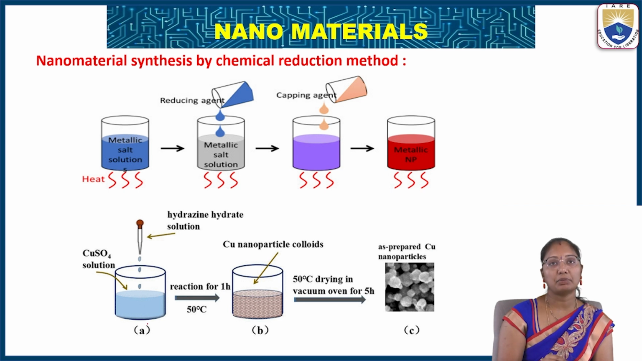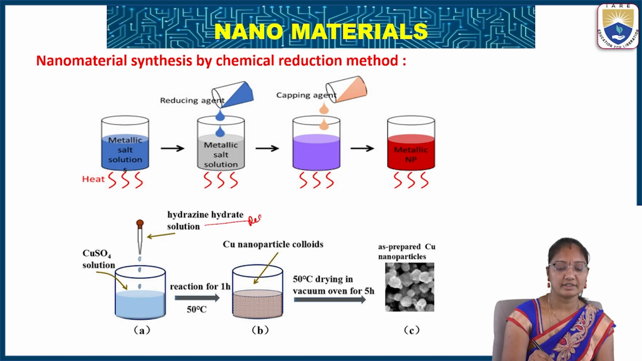And another example is copper sulfate. Here, the copper sulfate solution is the metal solution used. Then hydrazine hydrate is the reducing agent, and copper nanoparticle colloids are formed here. And here, the capping agent is aniline.